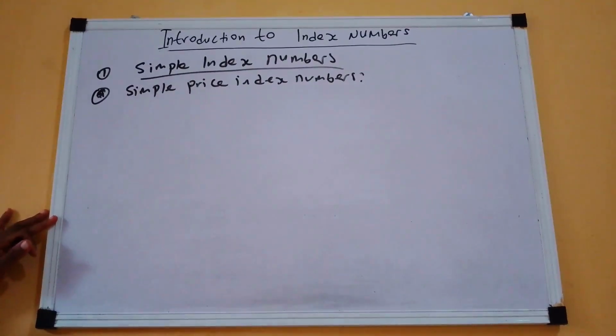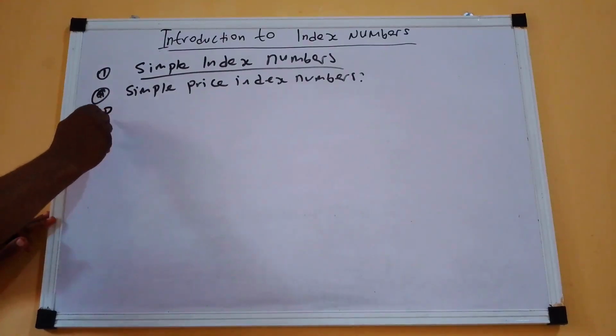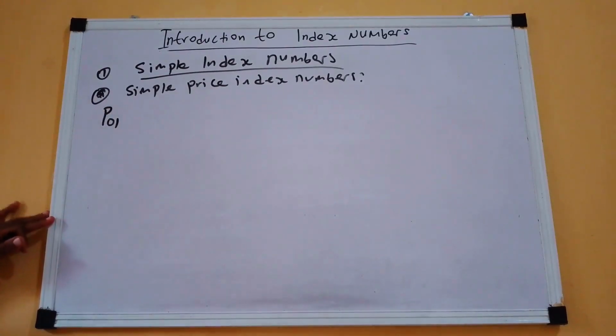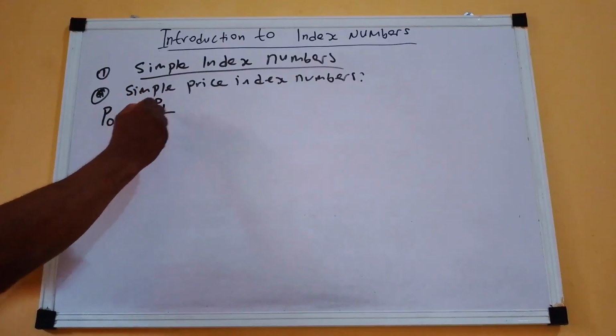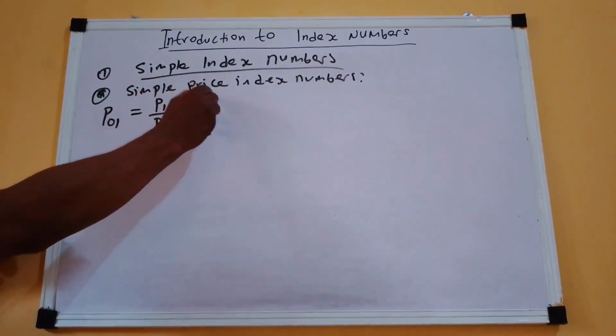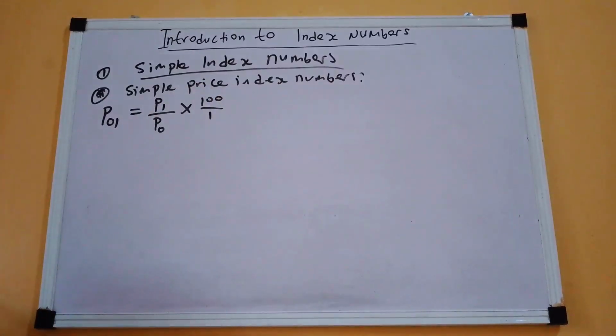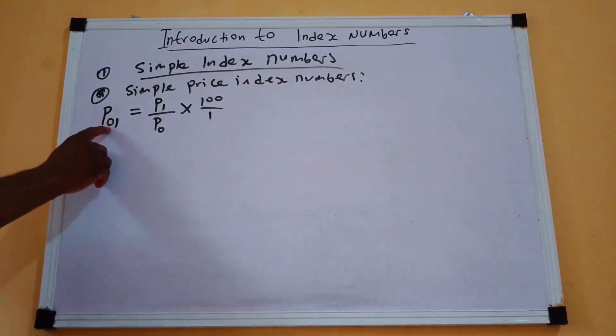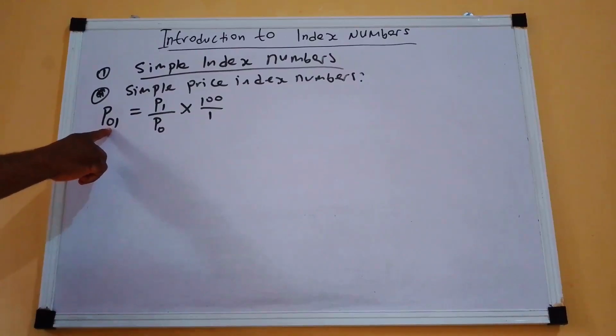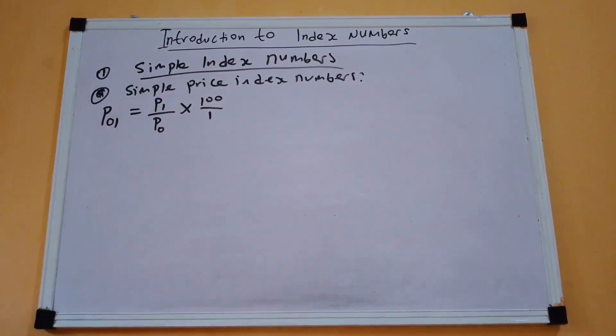For instance, if I have, the formula is given as P subscript 01 is equal to P1 over P subscript 0 times 100 over 1. What do I mean by this? For instance, we want to compare the prices of a particular commodity. This commodity was sold over a 2-year interval. So we have what we call the base year and the current year. Now this 0 here stands for the base year and this 1 here stands for the current year.